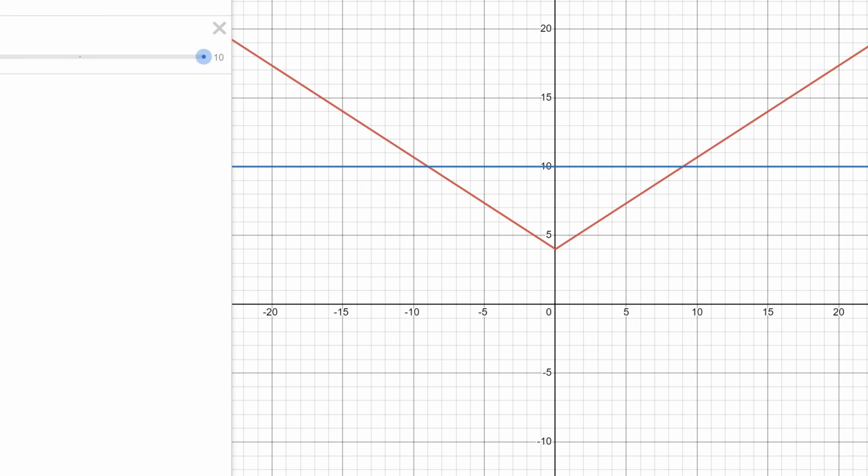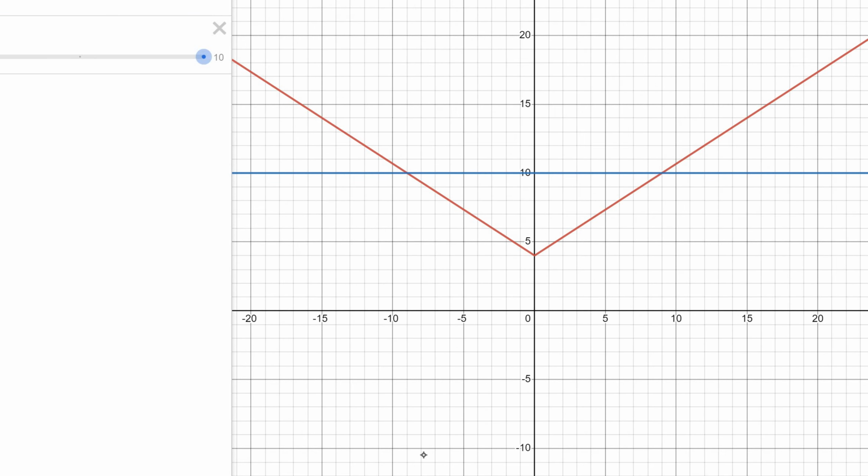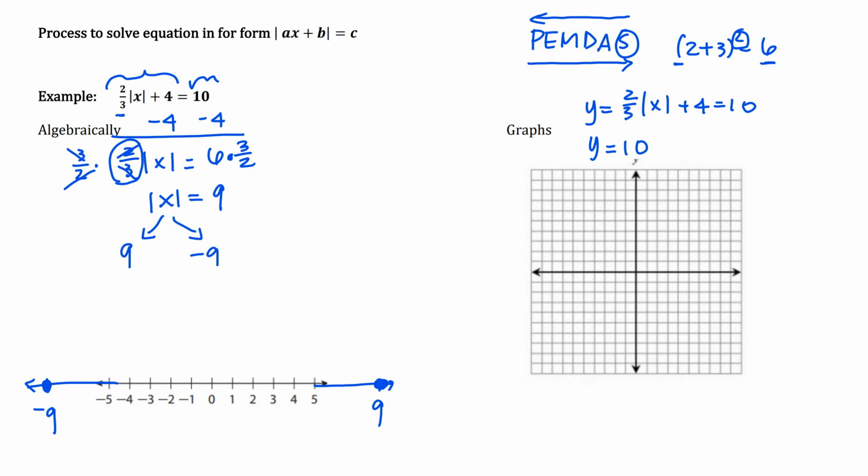So look. Right here, 9, right here, 9, right? Okay, 9. There's an x value 9, and then there's an x value negative 9. So these two graphs meet at 2 points. So we have two valid solutions. Okay. So you need to know how to use a calculator to find that x value, and you need to know how to find it algebraically.